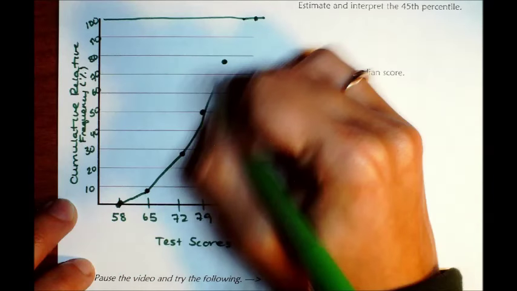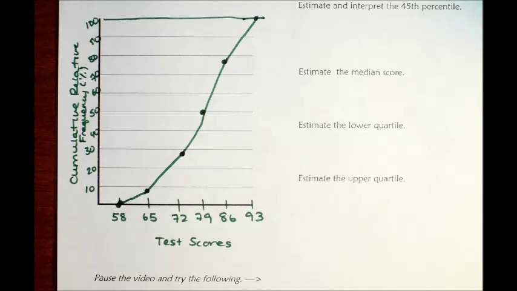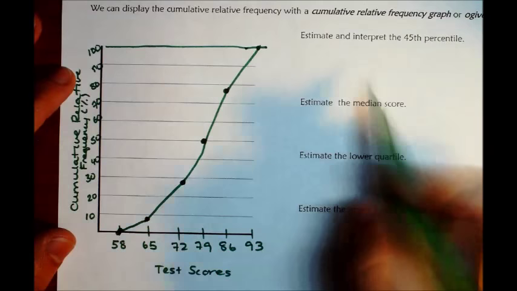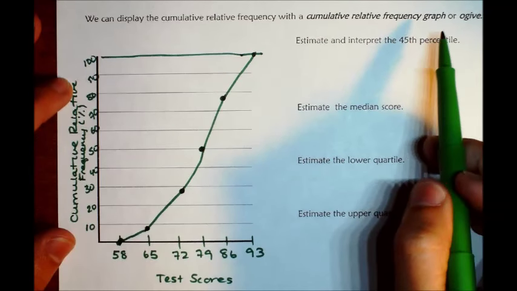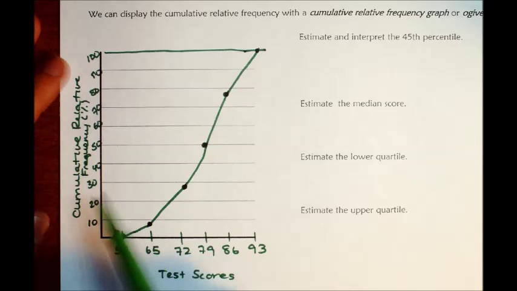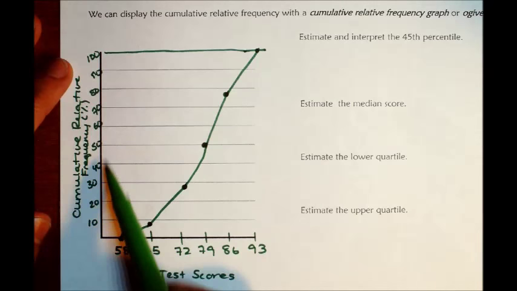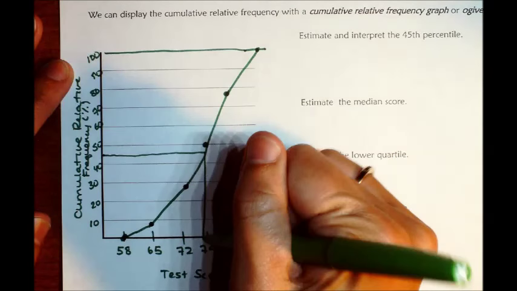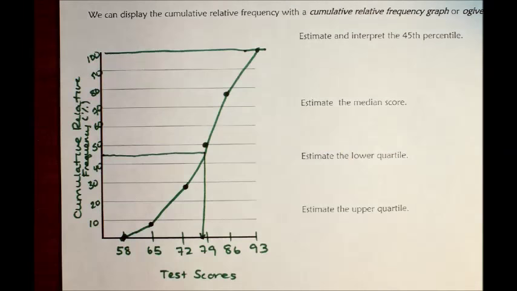What's nice about a cumulative relative frequency graph is that you can easily tell percentiles. So we want to estimate and interpret the 45th percentile. So 45th percentile is where 45% of the data falls below. So here's 45%. We follow it over. So we'd say that that is approximately 78 games.